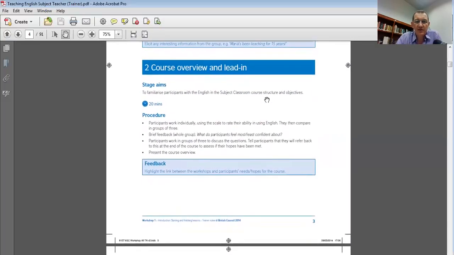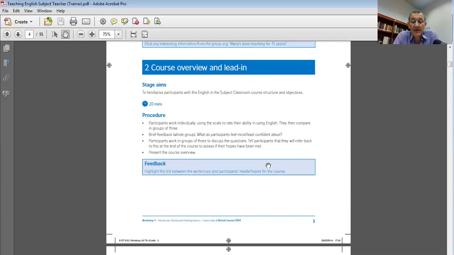So the next stage is the course overview and lead-in. This is a 20-minute stage. You can see the procedure there broken down into 4 steps. They should work individually, using the scale to self-evaluate their ability in English, and then they compare in groups of 3. So this is the first of the group activities, group discussions. They will be doing a lot of this during the week. And it's important that they get into the habit of working comfortably in groups.